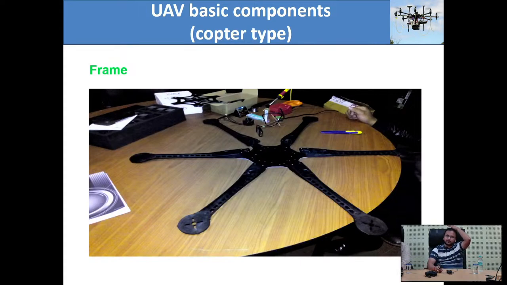So let's see some basic components. I will not go into detail, but I will just tell you what the things are at least. If you see this copter, what will be there inside the model? This is one aircraft which we assembled for NESAC. I just took some pictures during assembly. This you can see is a frame, we say frame or the main body. Based on the arms we classify it as a hexcopter, quadcopter or tricopter. This aircraft is there on the table, you can see here.